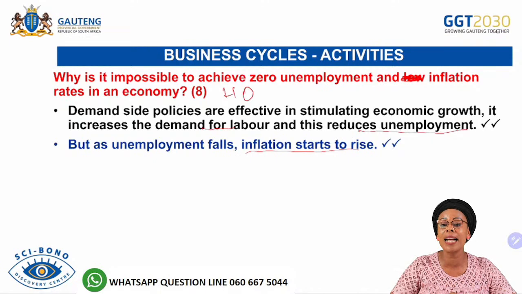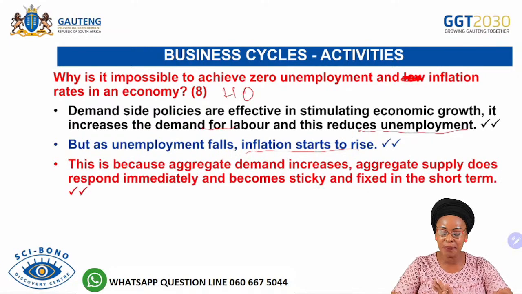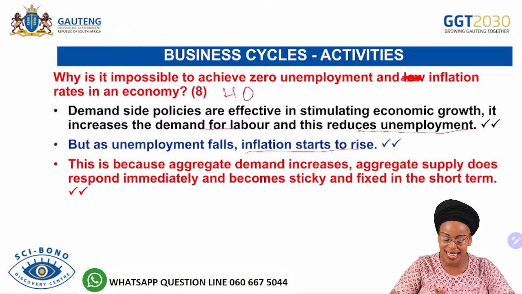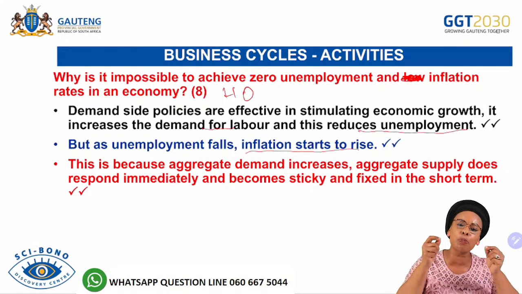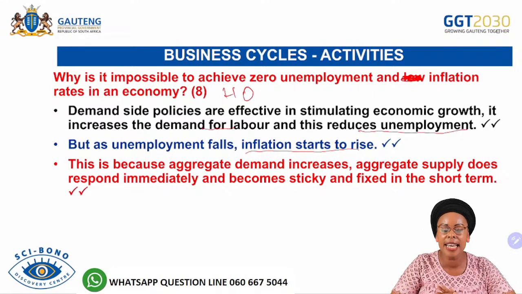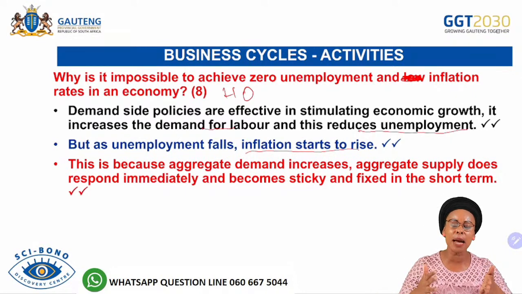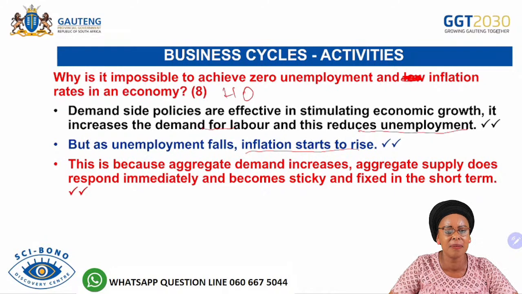So this is what is explained here. This is because aggregate demand increases, but aggregate supply does not respond immediately. It becomes sticky and fixed in the short term, but will increase in the long term. But in the short term, when aggregate demand increases, aggregate supply does not increase. That is why inflation will always take place.